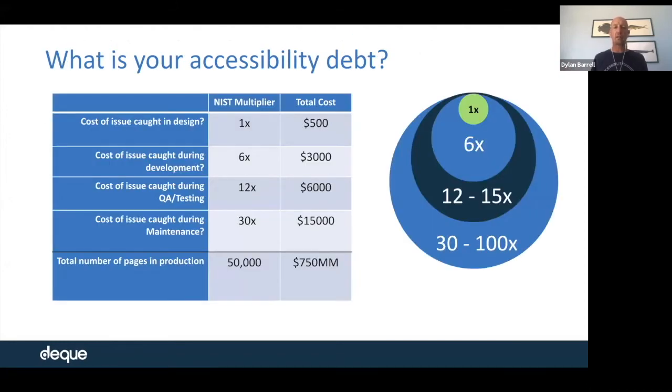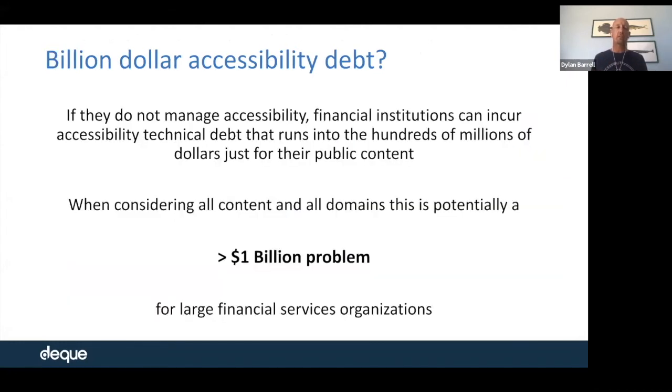And so if you plug those numbers into this model, what you come up with is an astounding number of $750 million just for public-facing content if you have 50,000 pages. So if you factor in, maybe you can change the assumptions in this, and you factor in the non-public content, the other domains, this is pretty much a billion-dollar problem for any decently sized financial services organization. And this is a problem that if you get involved in a lawsuit, you might be forced to fix at somebody else's timeline.